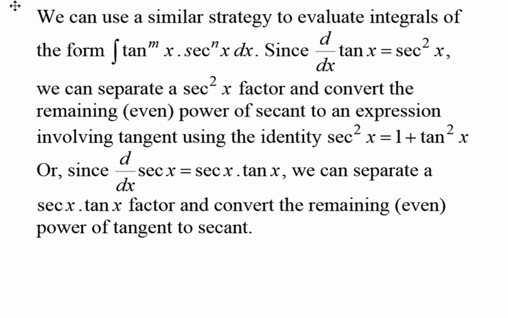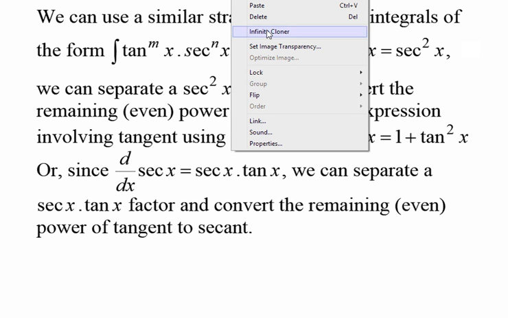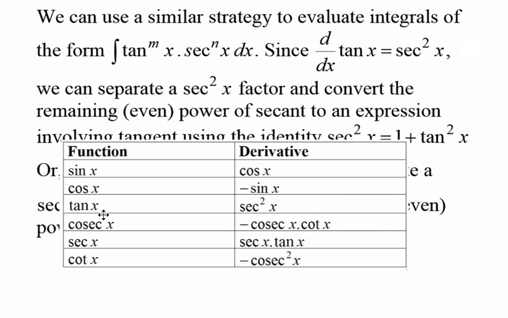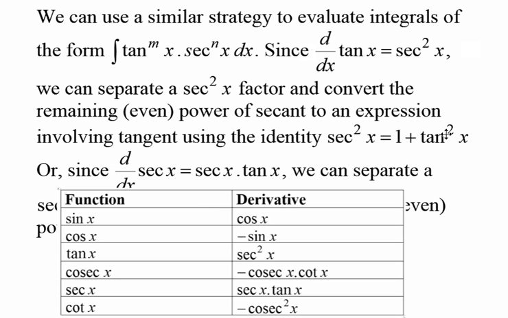Now we can use a similar strategy to evaluate integrals that have tan and sec. That's because of their relationship with regard to their derivatives. So let's actually pop the table back here and you can see. Now the derivative of tan x is sec squared x. See, look in your table, the derivative of tan x is sec squared x. So we can separate a sec squared x factor and convert the remaining even power of secant to an expression involving tangent using that identity, because that's our relationship between sec and tan.